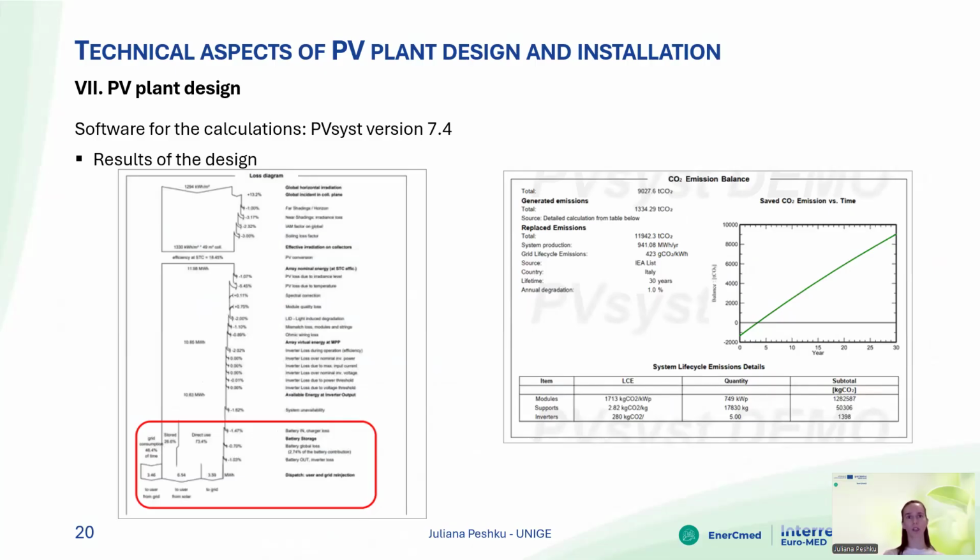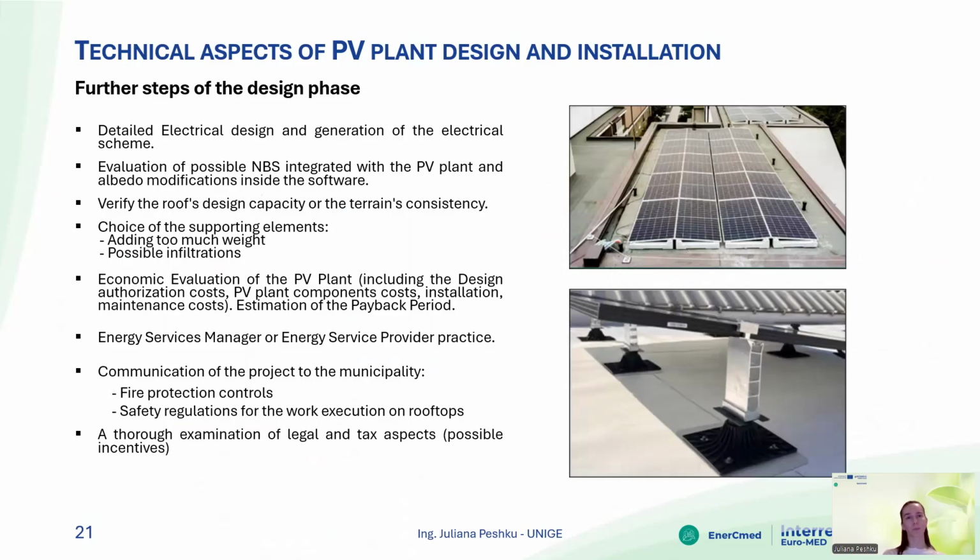If we provide the software with some information about the energy need, and if we add batteries to the system, the loss diagram will be a bit different from the previous one, dividing the useful energy produced into direct use, stored energy, and energy fed into the grid. Moreover, the software also provides an evaluation of the carbon dioxide emissions balance, considering the saved CO2 emissions and the CO2 emitted from the production of the PV plant components.